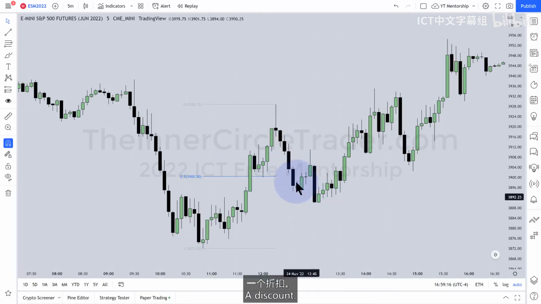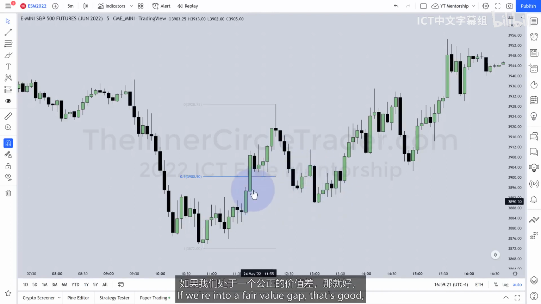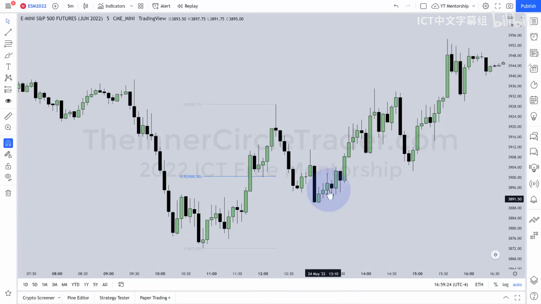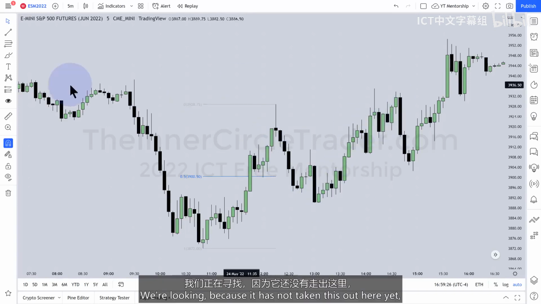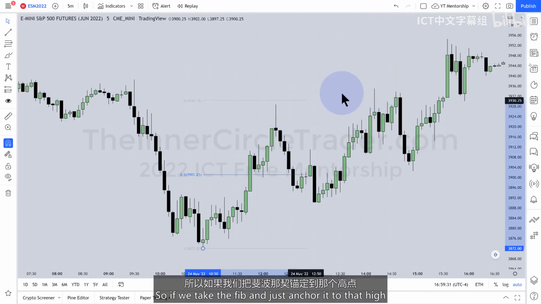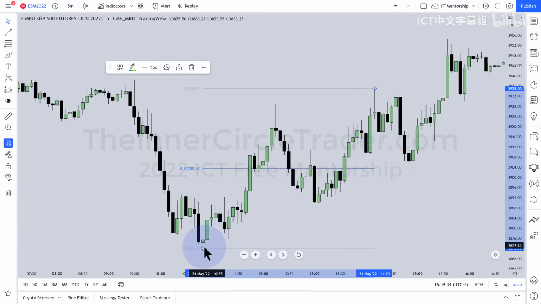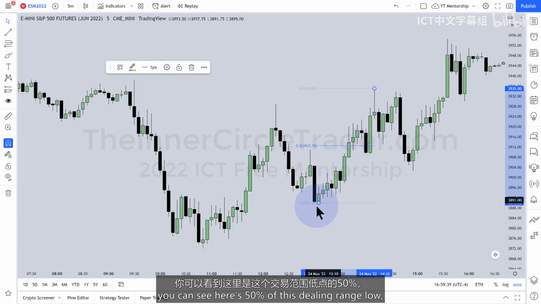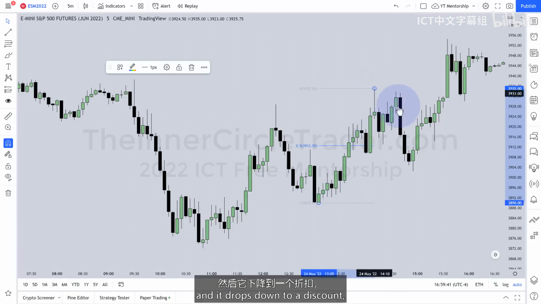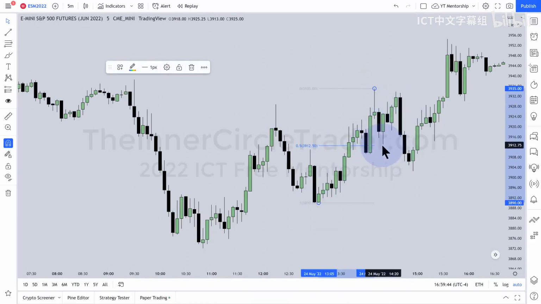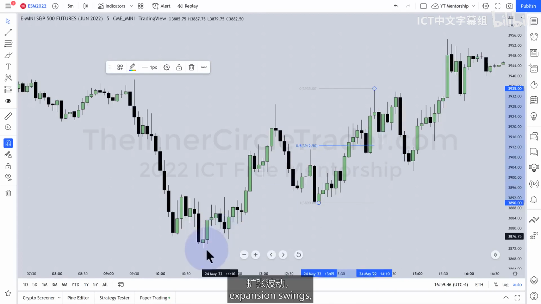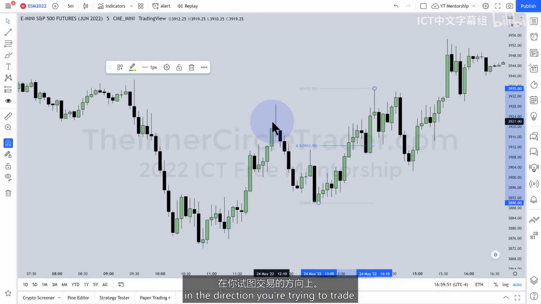So the retracement's going down to and below 50%. Now this becomes what? A discount. So you can be hunting along at this level or less. If we're into a fair value gap, that's good. Okay. The same thing is done here. If we're looking, because it has not taken this out here yet, just fell short of it. So if we take the fib and just anchor it to that high and run it to here, you can see here's 50% of this dealing range low, this dealing range high, and it drops down to a discount. Okay, you're looking at expansion swings, or impulsive price swings in the direction you're trying to trade.